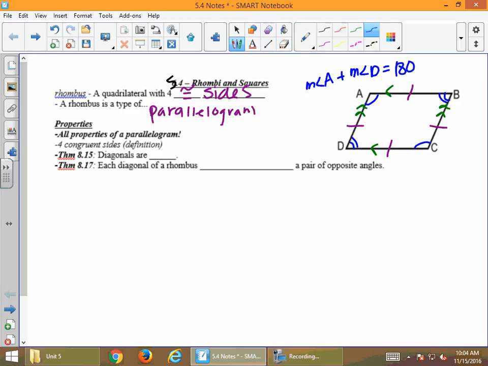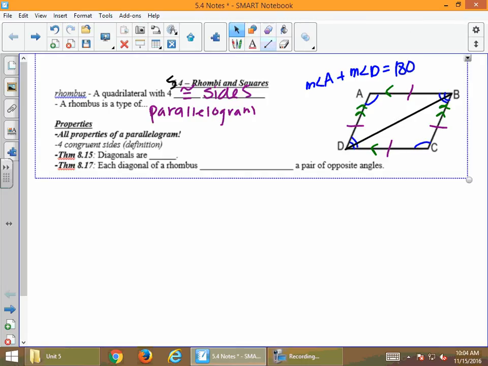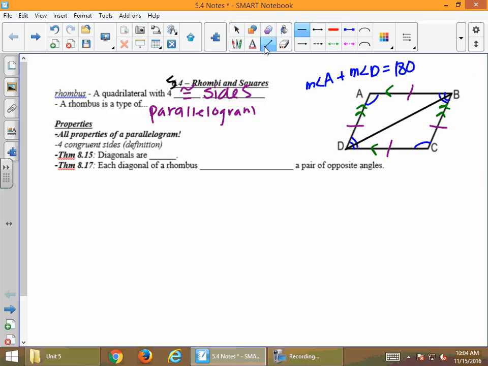What do we know about the diagonals of a parallelogram? What do they do to each other? They bisect each other. Cut each other in half. So we know that this piece and this piece are the same, and those 2 pieces are the same. And all those important properties of parallelograms also apply to a rhombus.